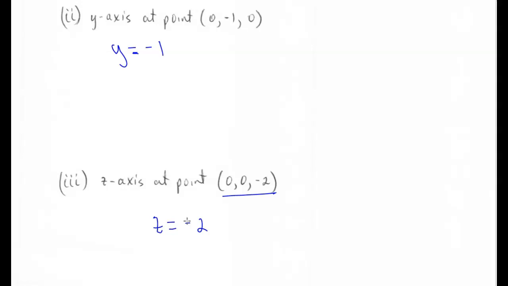Okay, so for any plane that is going to be perpendicular to the z-axis, it has to have a constant z coordinate. Any plane that is going to be perpendicular to the y-axis is going to have a constant y coordinate. Any plane that is going to be perpendicular to the x-axis has to have a constant x coordinate. It's really just that simple.